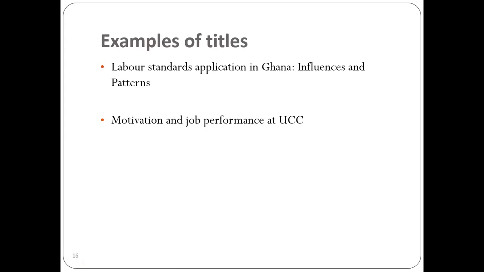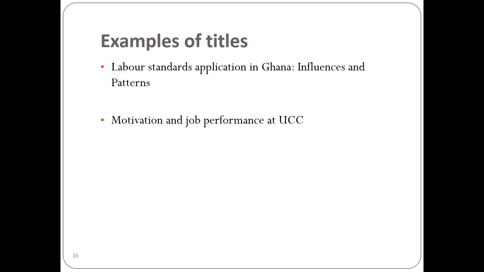Influences and pattern. Yeah. So motivation and job performance. The outcome variable is job performance. What influences job performance? He's looking at how motivation can influence job performance. So there are two things, and he has also given a scope, UCC. So you see, the topic is very simple here, but someone can really understand what the person is trying to do, you understand? Yeah.